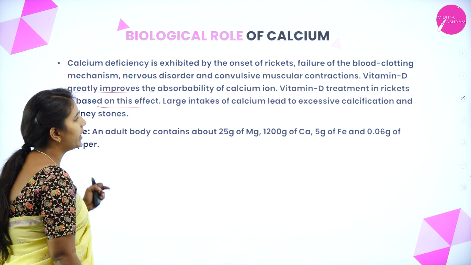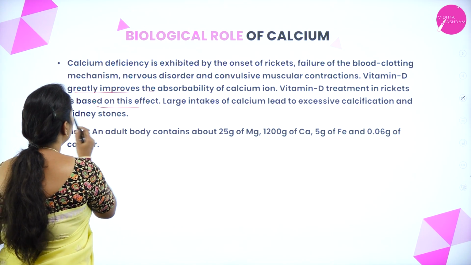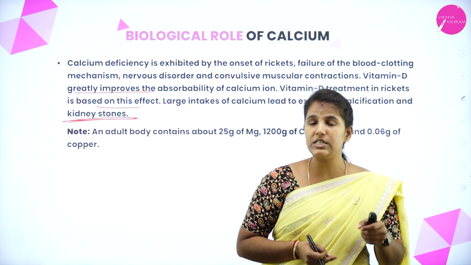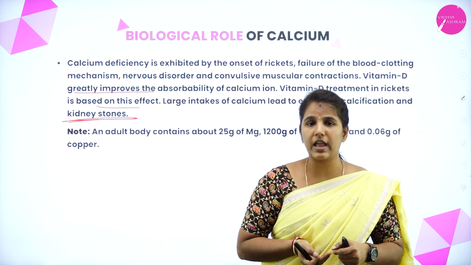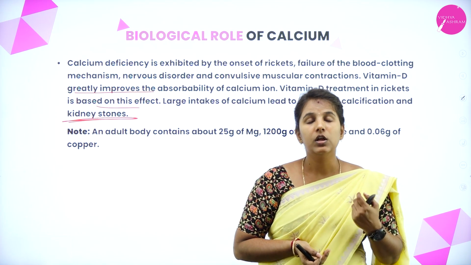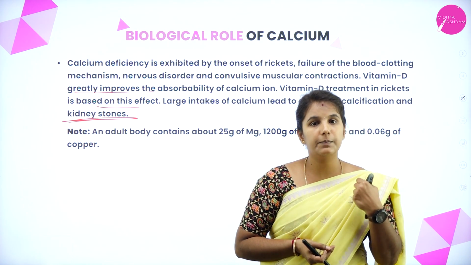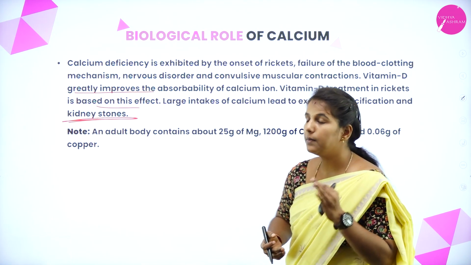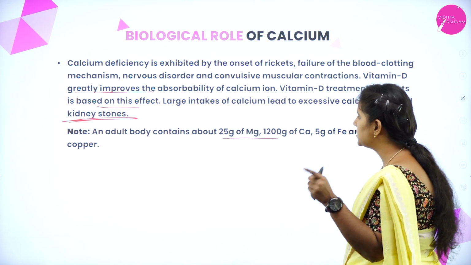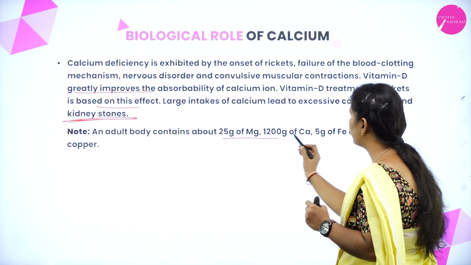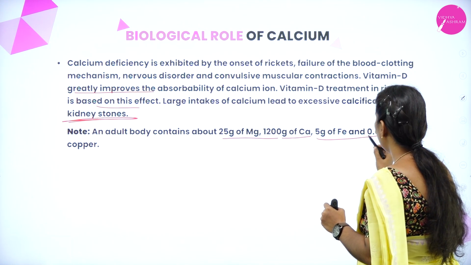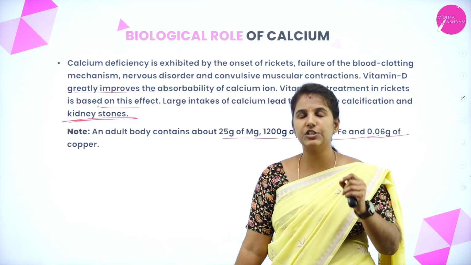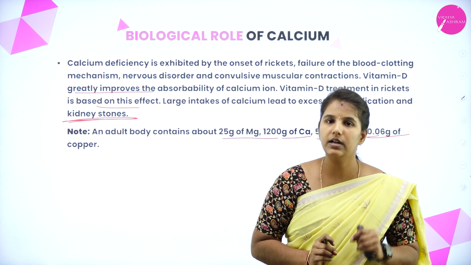A larger intake of calcium can also lead to excess calcification, which causes kidney stones. Remember, if a person has a deficiency of calcium and takes an excess of calcium along with vitamin D, what will happen? Again, the person may get kidney stones. That is why an adult person must have 25 grams of magnesium, 1200 grams of calcium, 5 grams of iron and a small amount of copper. So these amounts of calcium, magnesium and iron are required for an adult person.